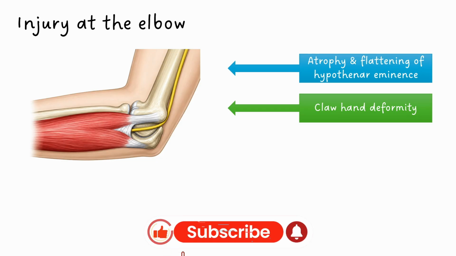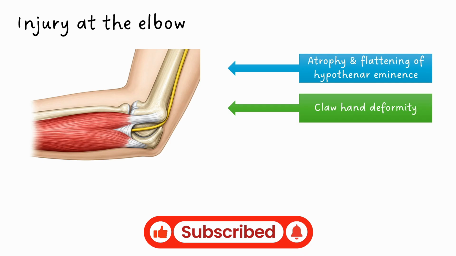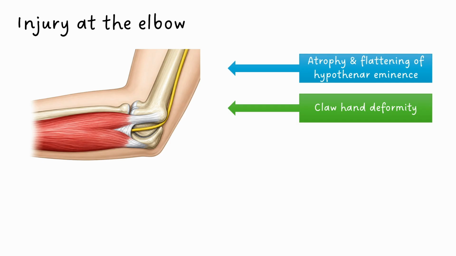This is because of the paralysis of the interosseous muscles as well as the lumbricals. So interosseous muscles cause flexion of the metacarpophalangeal joints, and the lumbricals, that is the medial two lumbricals here, bring about extension of the interphalangeal joints. So these are paralyzed and it results in claw hand deformity.